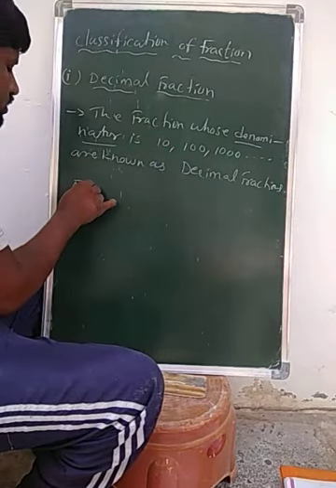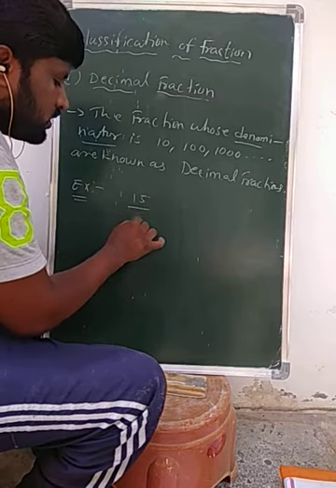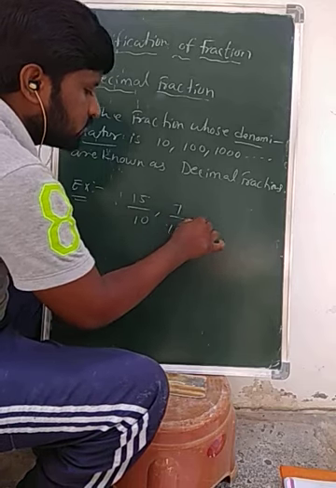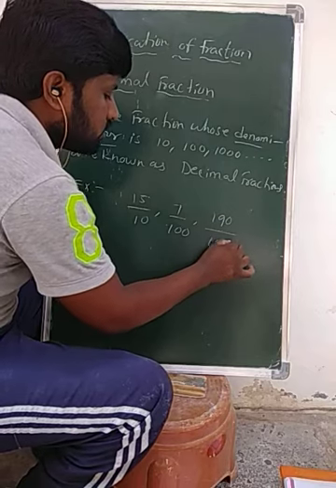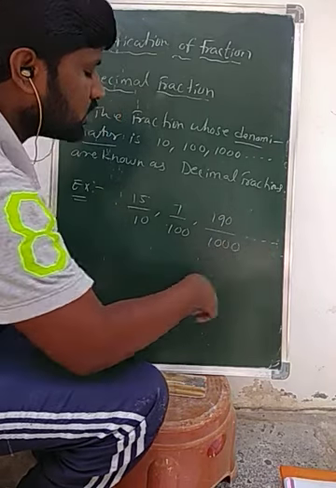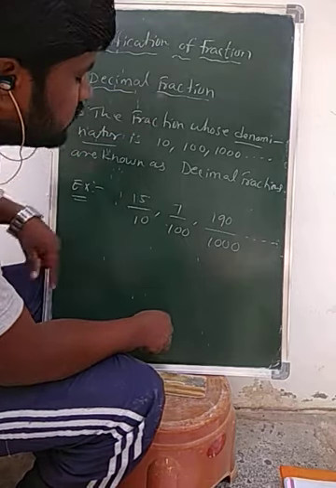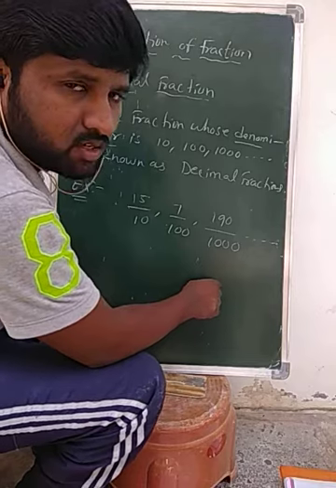Examples we can write as 15 by 10, 7 by 100, 190 by 1000. So these are examples of a decimal fraction, because clearly the denominator is 10, 100 or 1000, a power of 10.